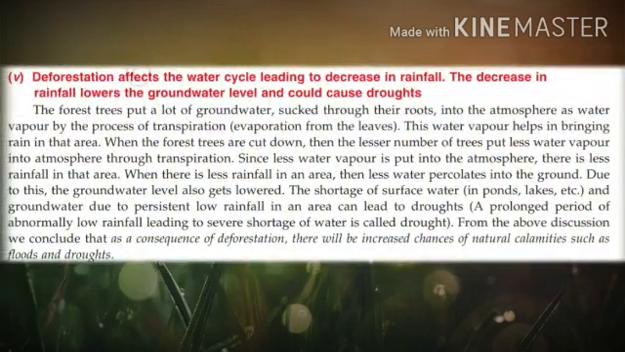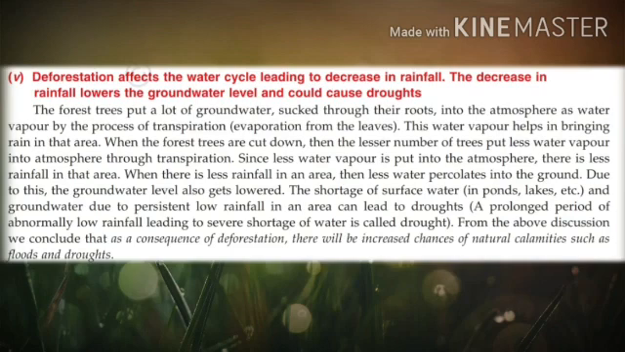Now let us come to the fifth consequence of deforestation. Deforestation affects the water cycle, leading to a decrease in rainfall. The decrease in rainfall lowers the groundwater level and could cause droughts. See children, just before this we discussed that due to deforestation, flooding may occur. Now we will discuss how deforestation can cause droughts.